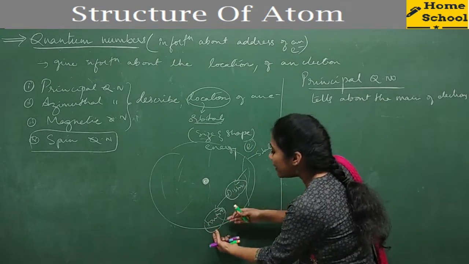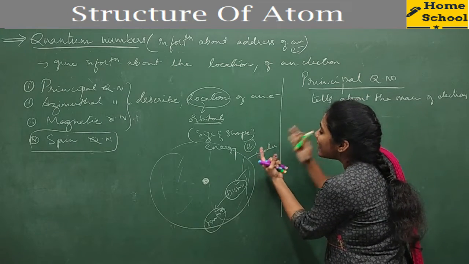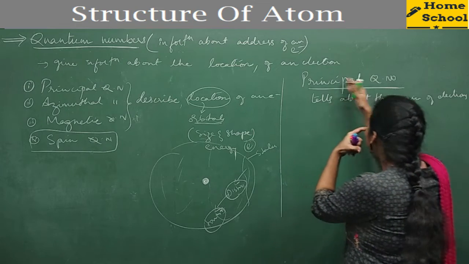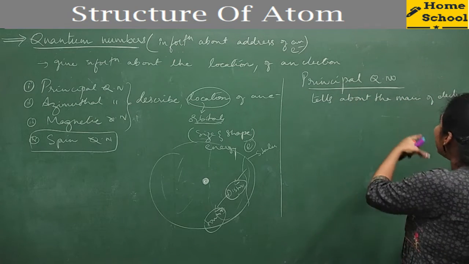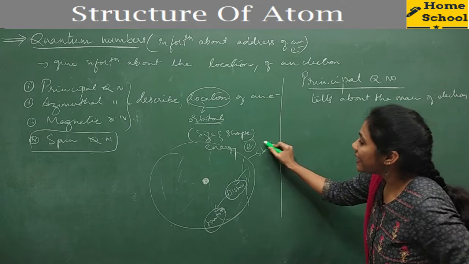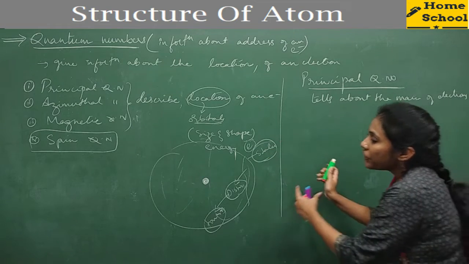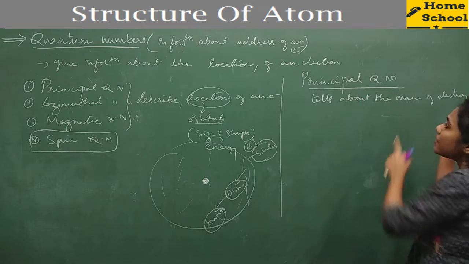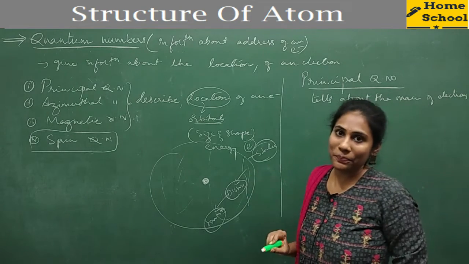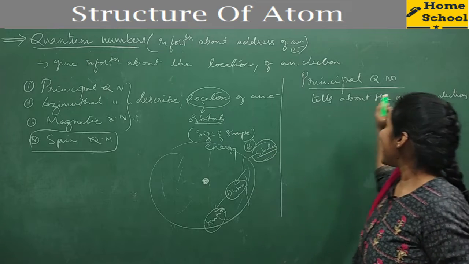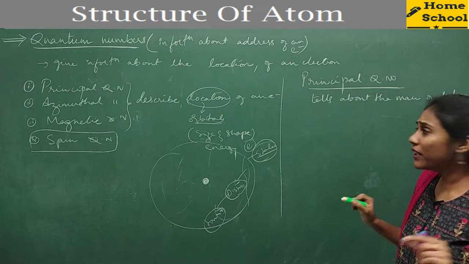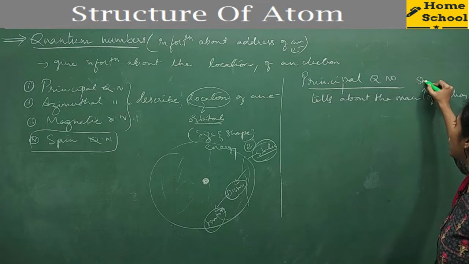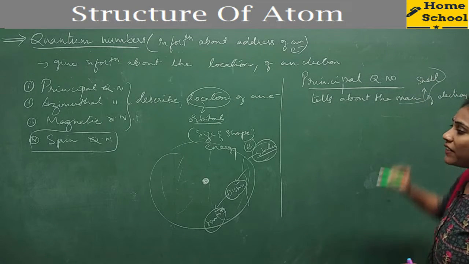If you want to know the town, first you must know what state it belongs to, right? So the principal quantum number is just like the main shell. These states of an electron, states of a country, I will correlate to the shells of an atom. We call the states the shell. So what did I tell you? It tells about the main shell of an electron.